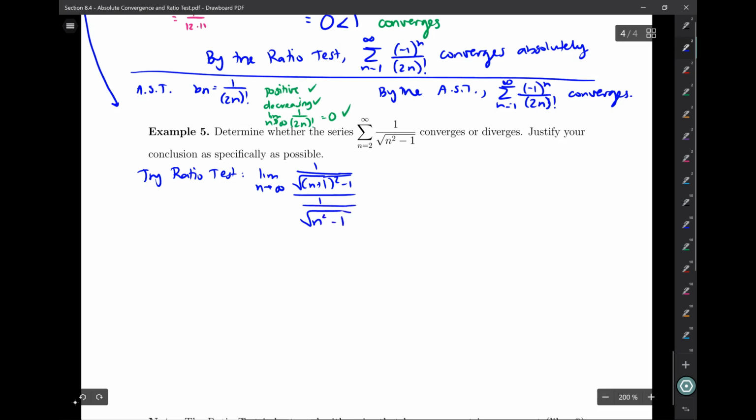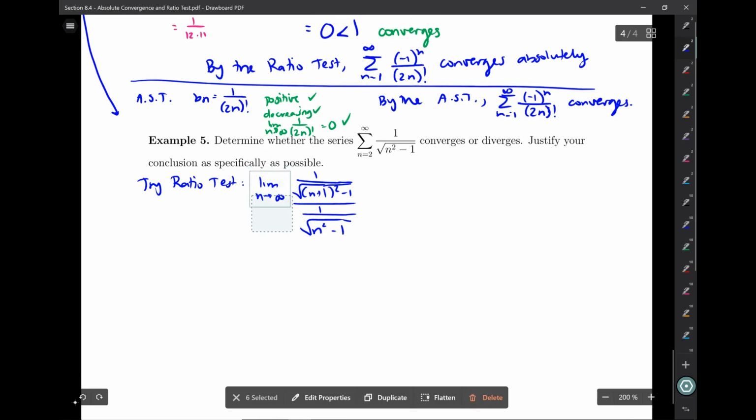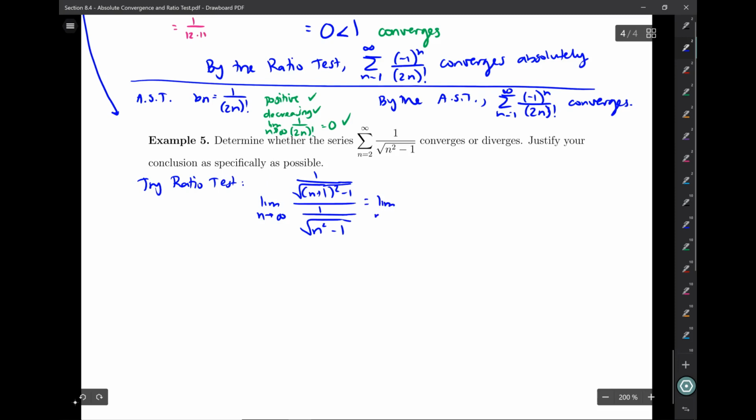Now notice I'm leaving out the absolute values because the terms of this series are positive, so I don't really need the absolute value piece. And writing this in a simplified form, I would have the limit as n goes to infinity of 1 over root n plus 1 squared minus 1 times the reciprocal, which would be root n squared minus 1 over 1. So this could be written as the limit as n goes to infinity of the square root of n squared minus 1 over n plus 1 squared minus 1.